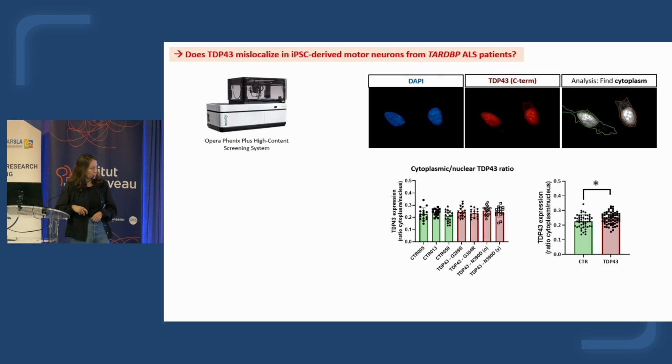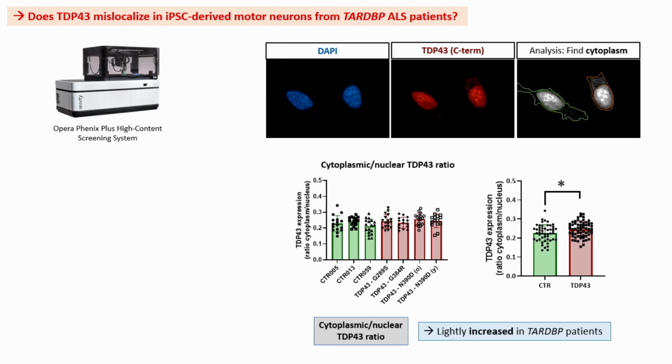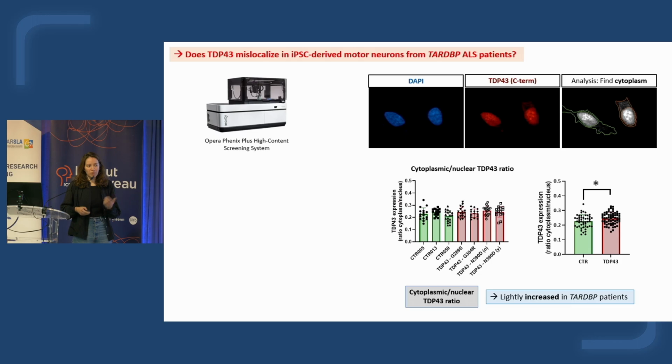In green you have our control lines, and in red the TDP lines. And you see nothing really striking. When we pool all together, we see a slightly increased TDP43 expression, so more in the cytoplasm, in the TDP lines, but nothing striking. And maybe if we see such a small difference, this is why we see these huge discrepancies between studies. So this experiment was high throughput and automated, but not reliable enough to do drug screening on it.